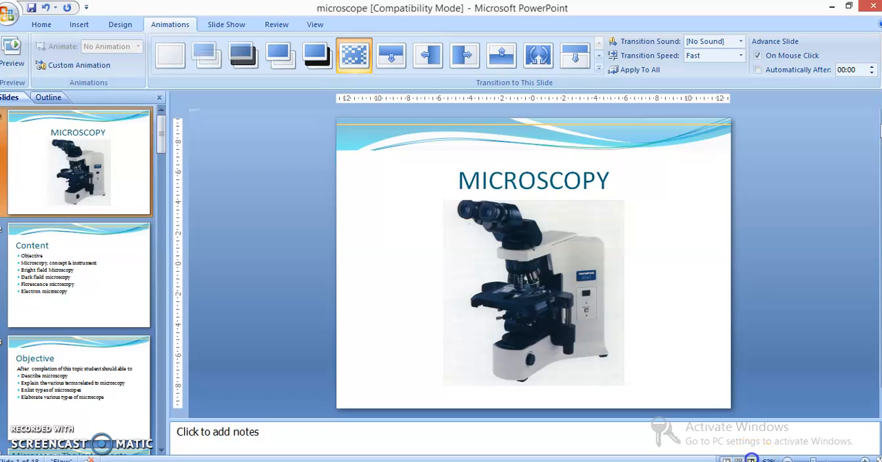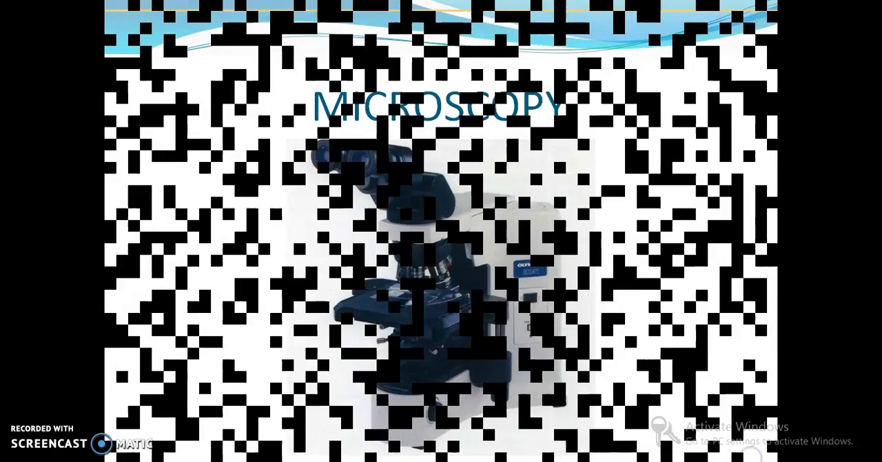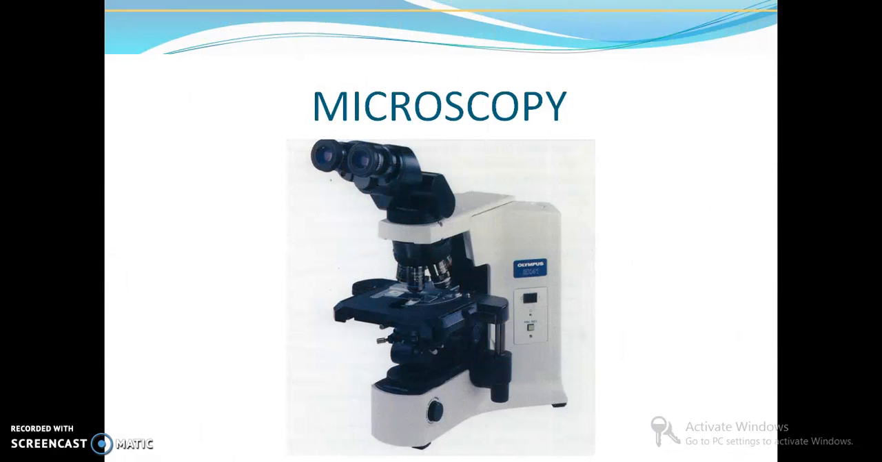Hello students, today we are going to study microscopy. As we know, in microbiology, microscopy deals with a very integral part, the microscope. So today we are going to study microscopy. The earliest microscopes used visible light to create images and were little more than magnifying glasses.